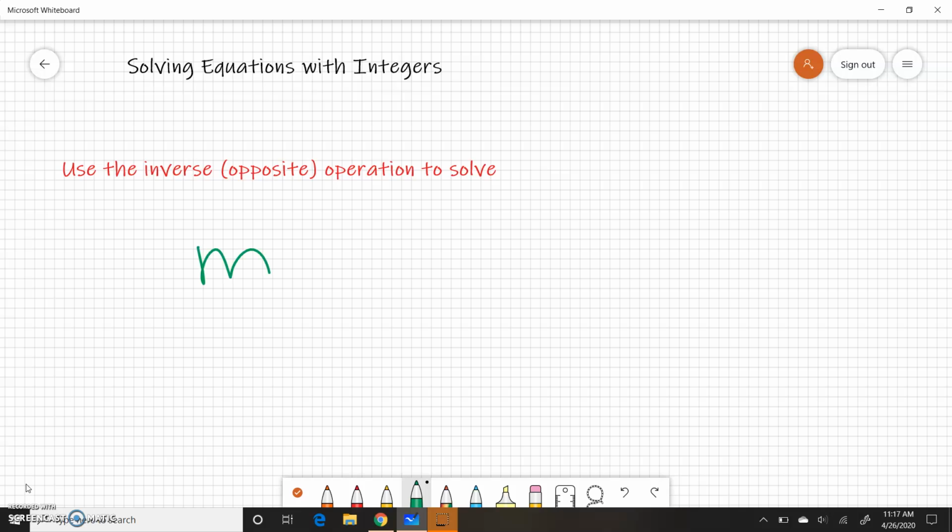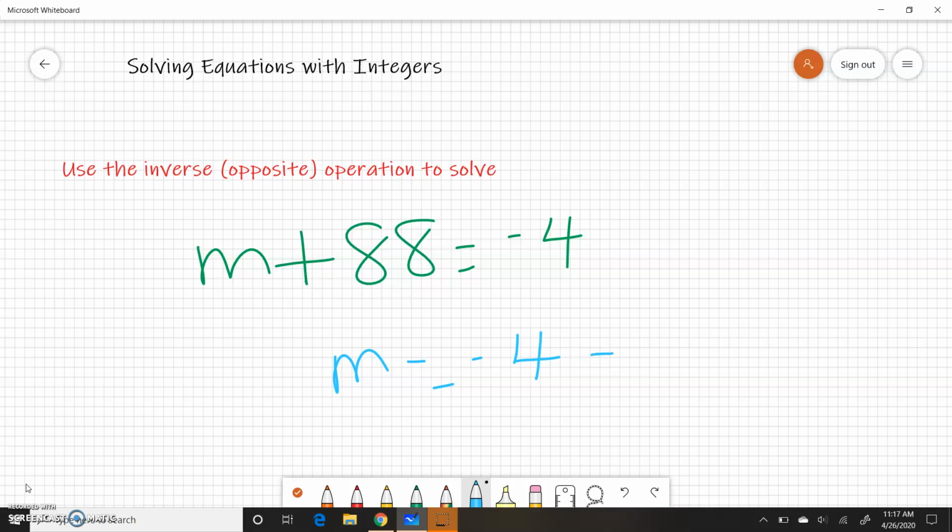Let's see. M plus 88 equals -4. So this shows addition, so I'm going to subtract because that's the opposite. So it'll be m equals -4 minus 88. So this is -4 and I'm subtracting. So I'm continuing left on the number line. I'm already left because I'm at -4. I'm going to go 88 more to the left. So in other words, I'm going to combine them. So it's going to be -92. M equals -92. And once again, you could put -92 in for m, -92 plus 88, and that will give you -4.